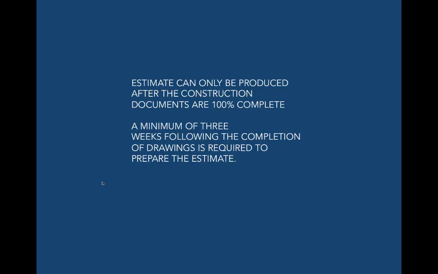Class A is really sort of a pre-tender estimate. This is the type of estimate you would do just before you go for tender. It's 100%, everything is complete, and you have to allow a bit of time for that to take place.